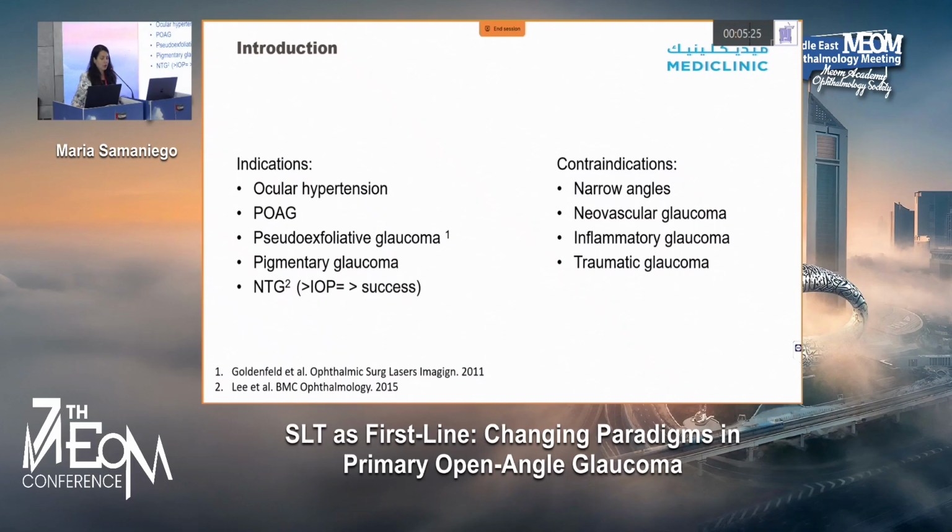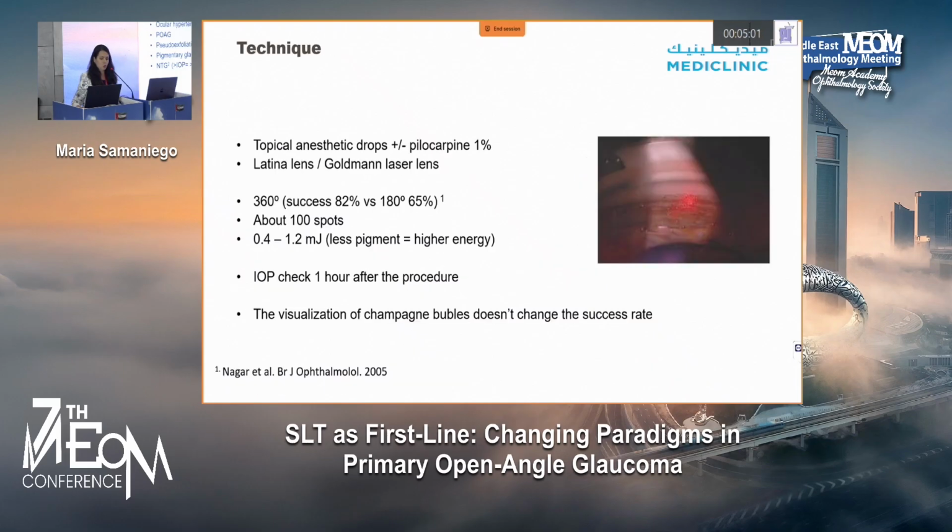And, well, I was surprised with a couple of studies that showed that it's also successful in NTG, in normal tension glaucoma. But it is true that in cases with very, very low pressure, it works less than in those NTG with a higher baseline pressure. In those cases, the success rate is higher. It is absolutely contraindicated in narrow angles, neovascular glaucoma, inflammatory and traumatic glaucoma.